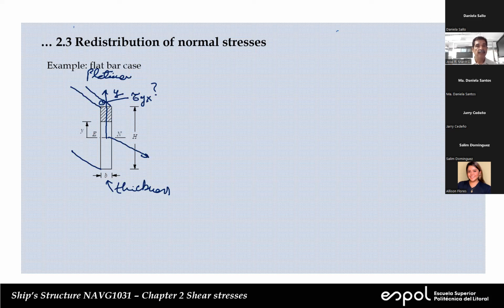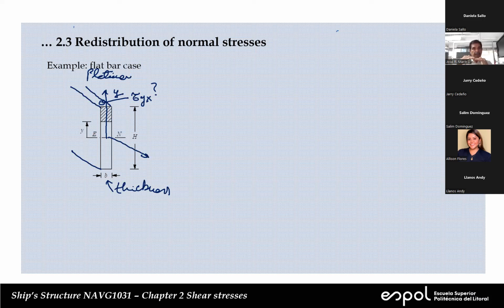Mr. Yanis, what is tau yx up here? Mr. Yanis. Good morning, doctor. Tau is 0. Exactly. It's 0 because it's open. So there's nothing above it to produce any shear. So tau there is 0.